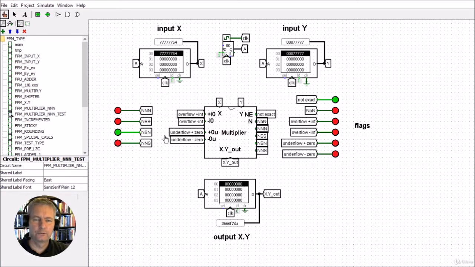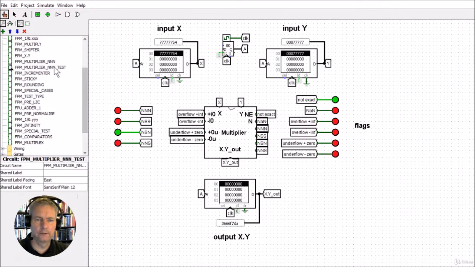So if you head down to the resources section, there's a file there called fpm_type. You can go and open that up and click on the test cell here. Now you'll notice that I've added in 4 extra flags, and I've added these in order to allow us to debug the multiplier and make sure it's actually working properly.